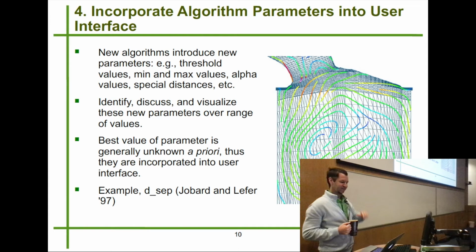And that's true about all algorithm parameters, right? It happens a lot that you don't know the optimal value of something while you're developing the software. In this example, there's a DSEP parameter. That's the distance of separation between streamlines, right? That's an actual algorithm parameter, and that's something that can be adjusted by the user. So when the DSEP is small, the streamlines get really close together, and when the DSEP is big, they spread apart.